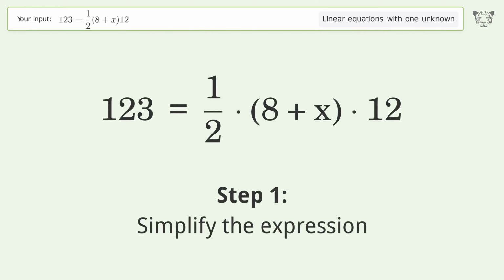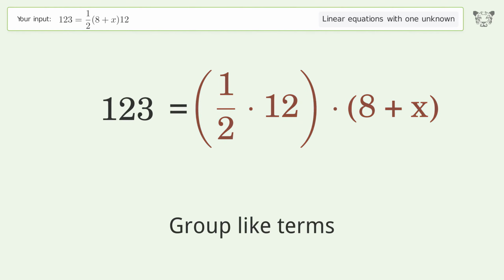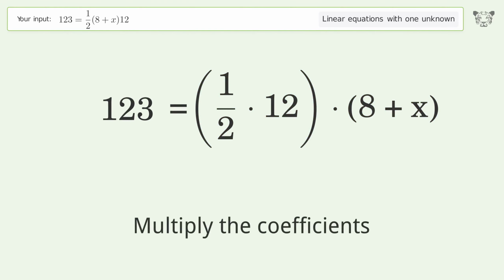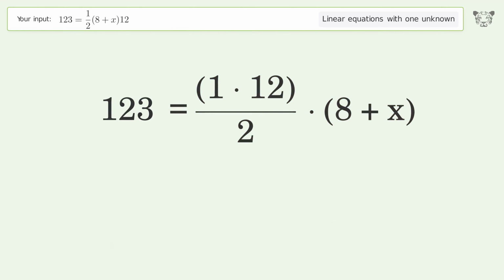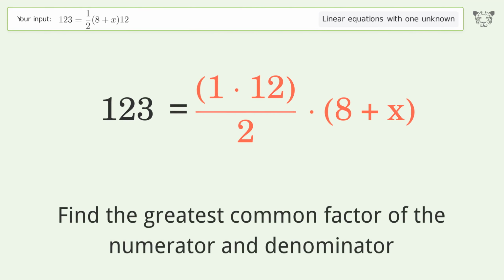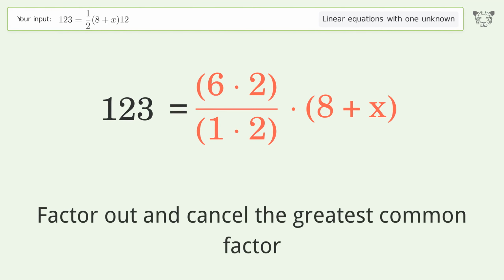Simplify the expression. Group like terms. Multiply the coefficients. Find the greatest common factor of the numerator and denominator. Factor out and cancel the greatest common factor.